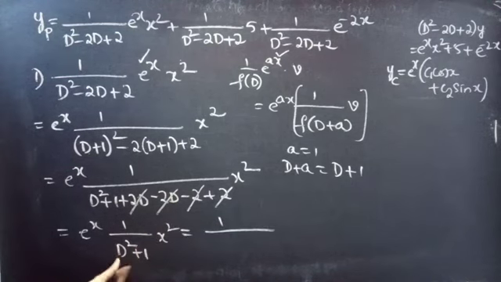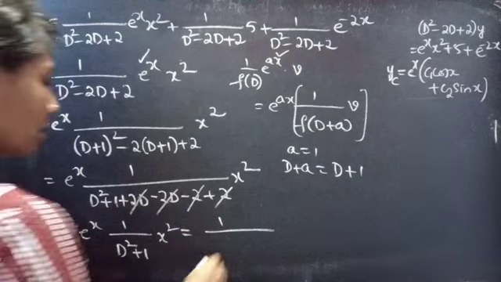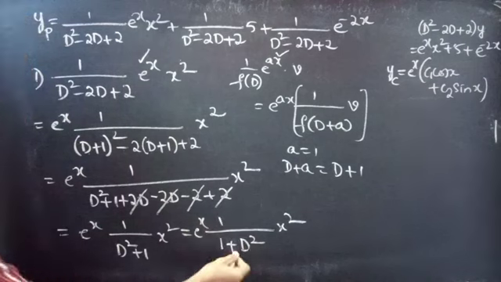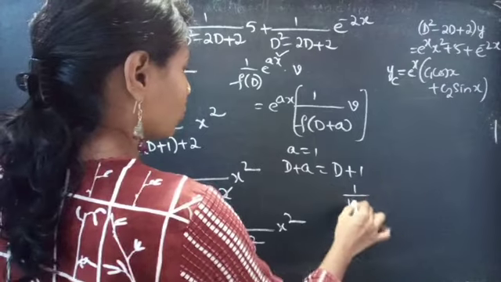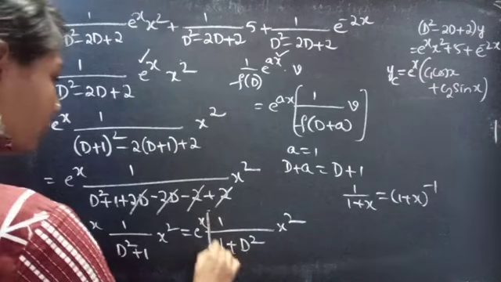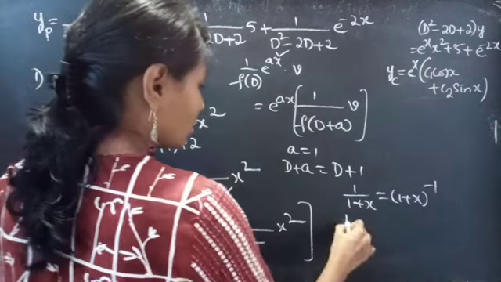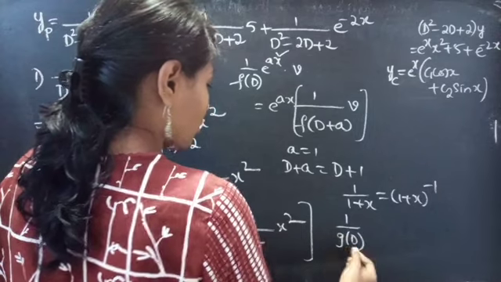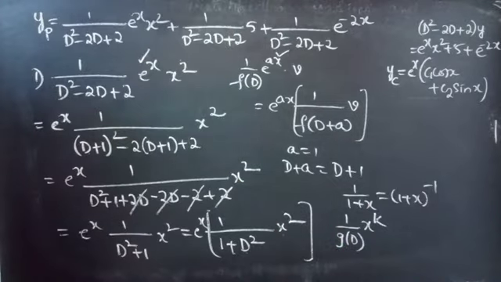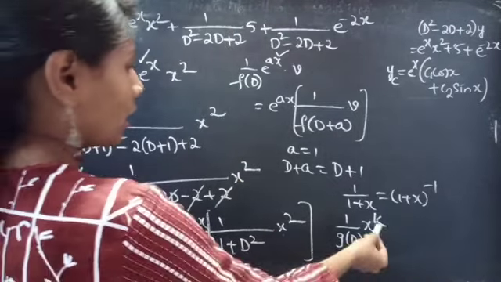See, in the denominator we are having D square plus 1, in decreasing order. So let's write it in ascending order. Then we'll get e power x into 1 by 1 plus D square into x square. See, this fraction is of the form 1 by 1 plus some function, so we can write it as 1 plus that function whole inverse, because this is of the form 1 by some function of D into x power k, right? Here we are having k equals 2, x square, right?